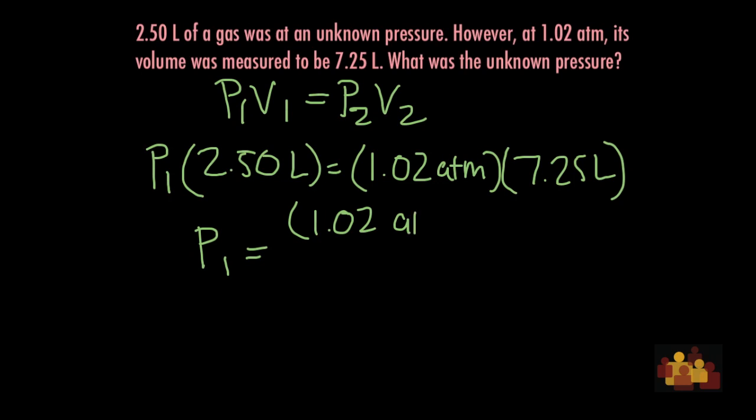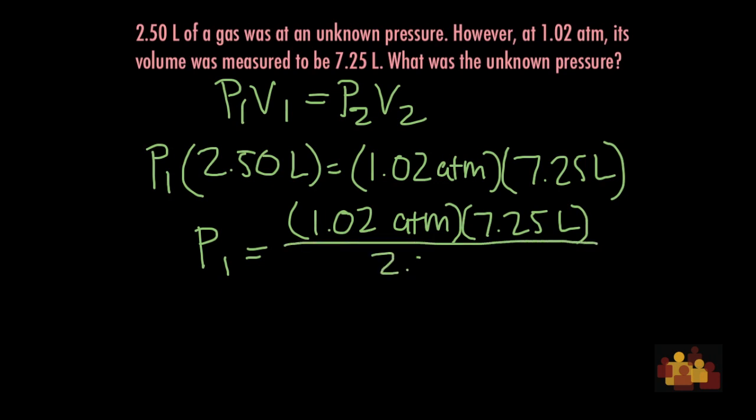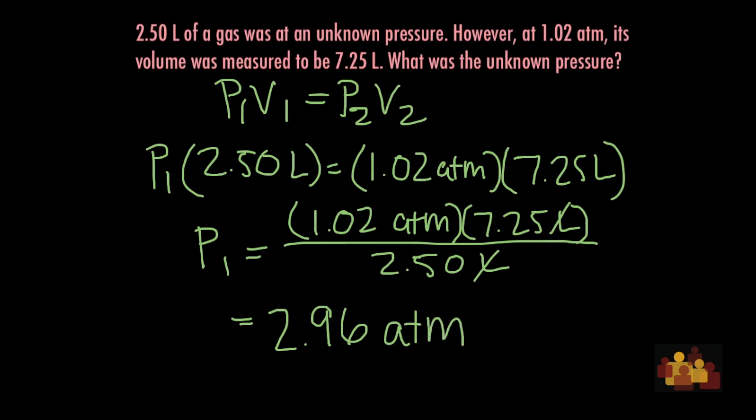We want to find P1, and so that would be equal to 1.02 atmospheres times 7.25 liters, all divided by 2.50 liters. And once again, liters cancel, and P1, plugging that into my calculator, equals 2.958 ATM. But once again, we are given 3 sig figs, so that should be rounded to 2.96 ATM. Hopefully you got that.